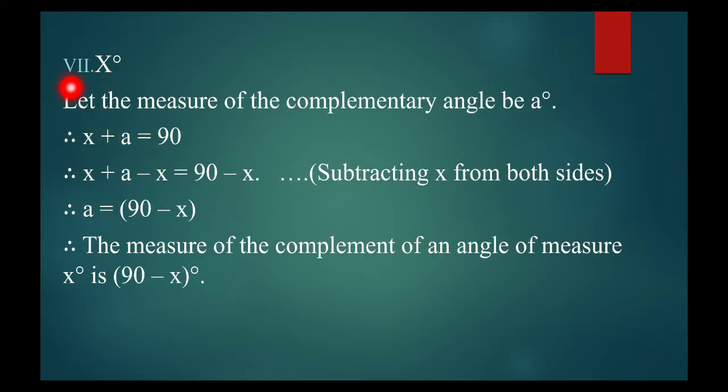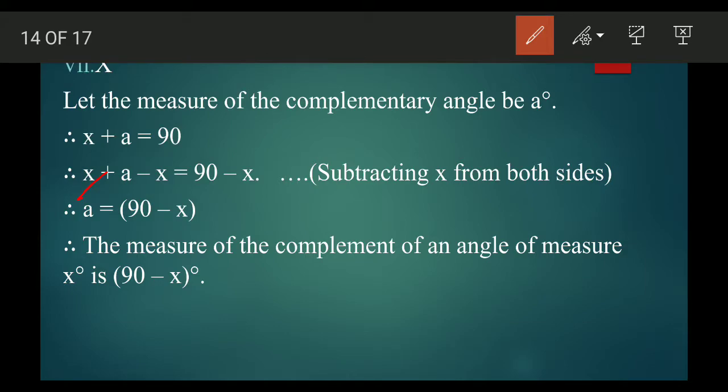Now sub question 7, where the angle value is x degrees. So let the measure of the complementary angle be a. So x plus a is equal to 90 degrees. I have to remove this x from this side, so I will subtract x from both sides. So plus x minus x get cancelled, children. The answer is what? a value is how much? 90 minus x. Therefore the measure of a complementary angle of measure x degrees is 90 minus x degrees.